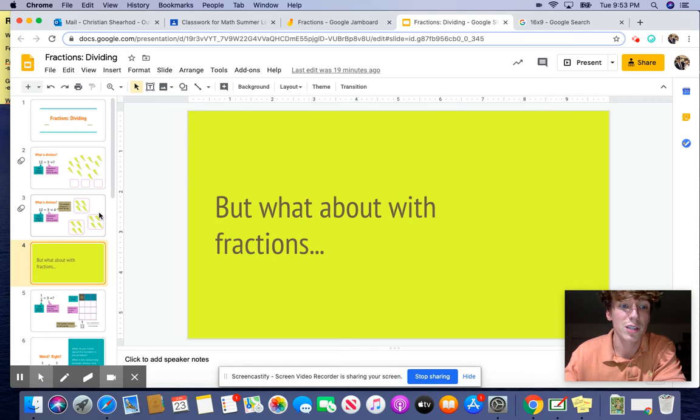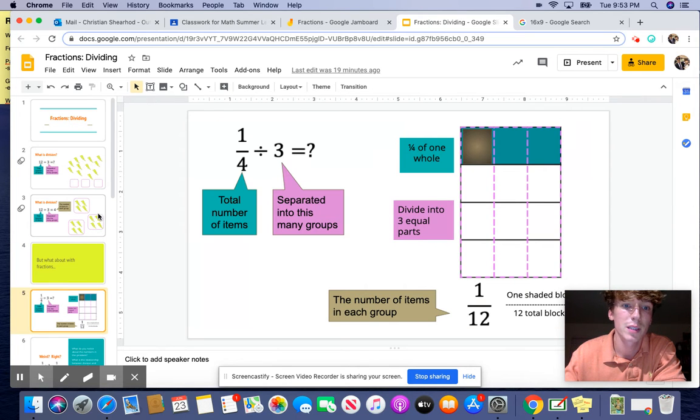Well, what about with fractions? The first is the total number of items separated into this many groups. We've got this diagram over here. This is 1/4 of the whole, and then divided into 3 pieces this way, so we'd only have 1 piece. Okay.